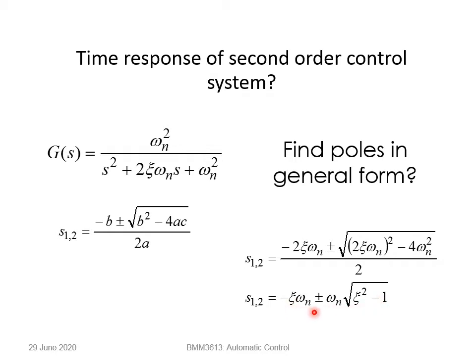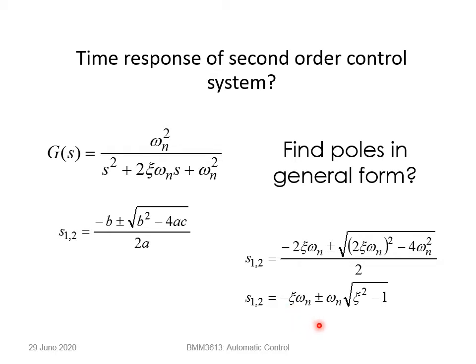So one pole has plus omega n square root of zeta square minus 1, and the other has minus omega n square root of zeta square minus 1. This at the bottom here is the general form of the pole positions of any transfer function of a second order system, now expressed not in terms of a and b, but in omega n, the natural frequency, and zeta, the damping ratio, right?